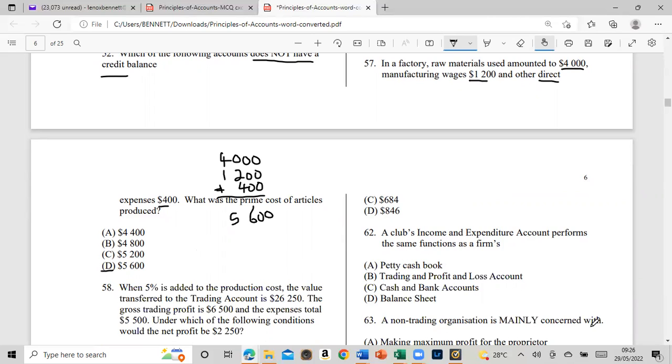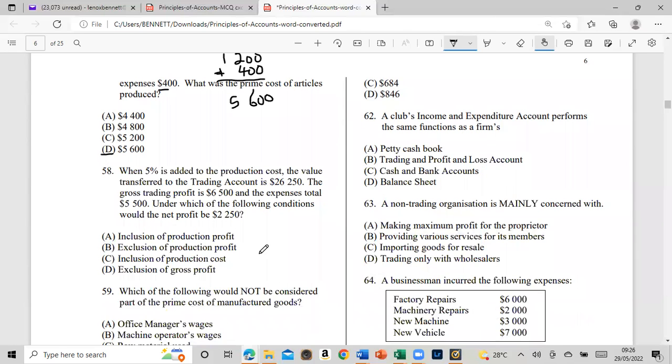All right, so 57 would be 5,600. All right, let's move on to 58. It says now, when 5% is added to the production cost of the value transferred to the trading account is 26,250. The gross trading profit is 6,500 and the expense total 5,500. Under which of the following conditions would the net profit be 2,250. Now let's go back.